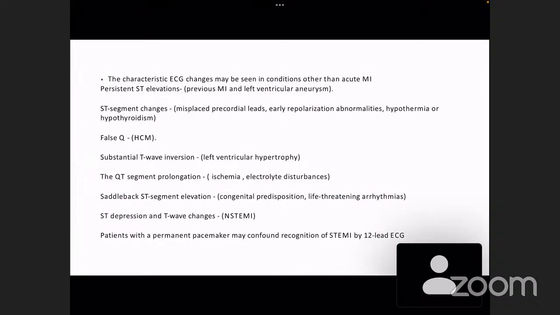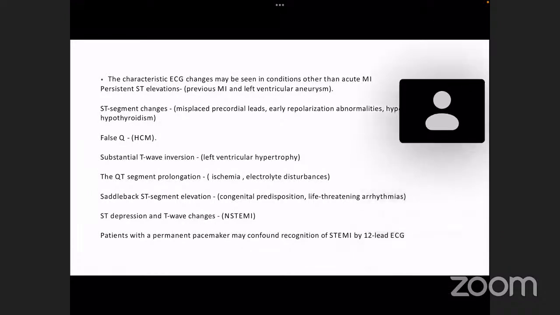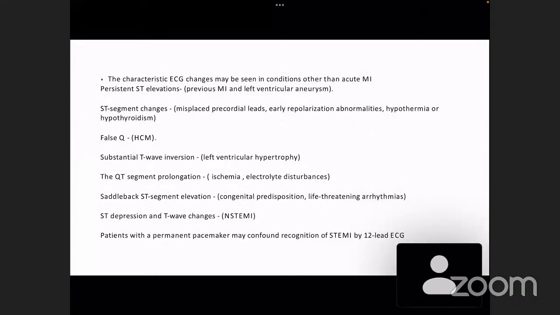The characteristic ECG changes may be seen in conditions other than acute MI. It can present as persistent ST elevation in case of previous MI and left ventricular aneurysm, ST segment changes, misplaced precordial leads, early repolarization abnormalities, false Q wave in hypertrophic cardiomyopathy, substantial T wave inversion as in left ventricular hypertrophy, QT prolongation as seen in ischemia or electrolyte disturbance, the saddleback ST segment elevation, congenital predisposition, or it could be arrhythmia. ST depression and T wave changes as in non-STEMI. Patients with a permanent pacemaker may be confused. These confound recognition of STEMI by 12-lead ECG.